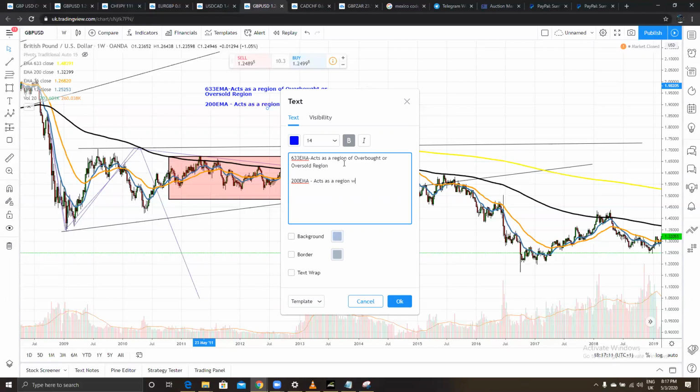is a region where the two opposing market participants, in this case the bulls, which are the buyers, and the bears, the sellers, are dividing.